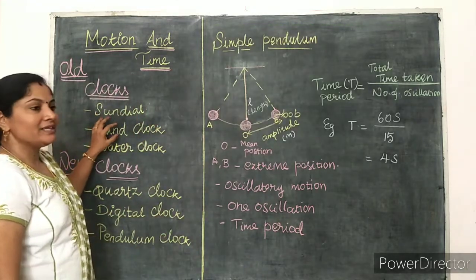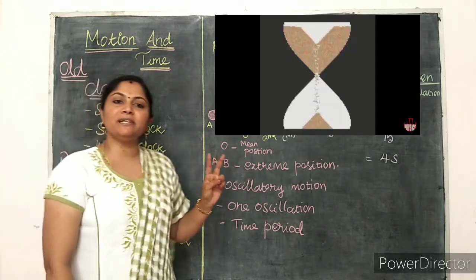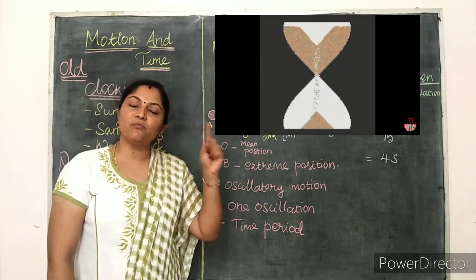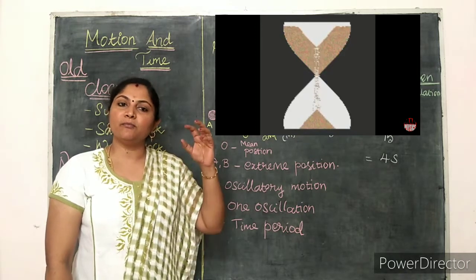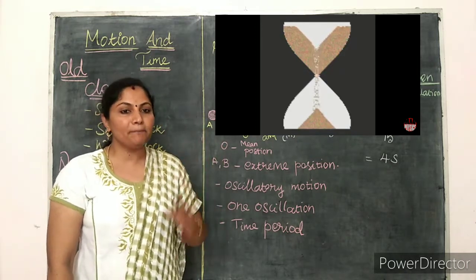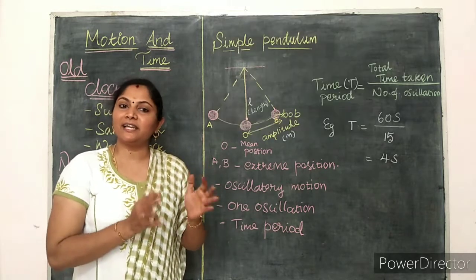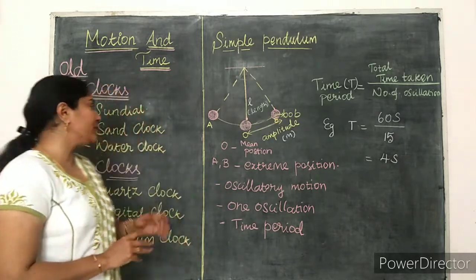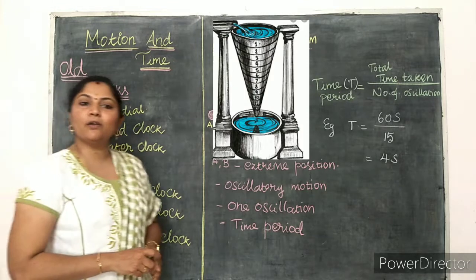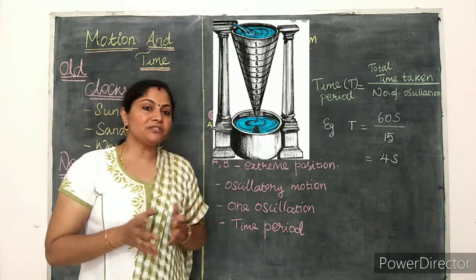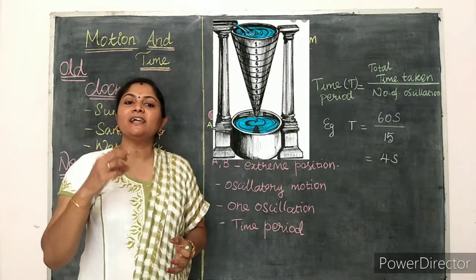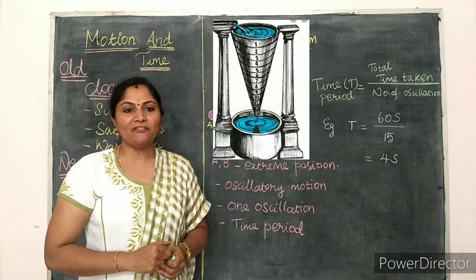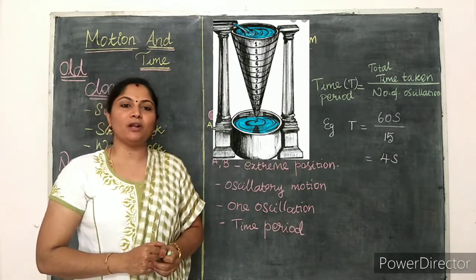Water clock and sand clock: the sand clock contains two chambers. The sand flows from one chamber to another chamber. The time taken to flow from one chamber to another chamber completely is taken as a particular time duration. In the case of water clock, it contains two chambers, a conical and a cylindrical chamber. The water level is the measurement of time duration in the case of water clock.